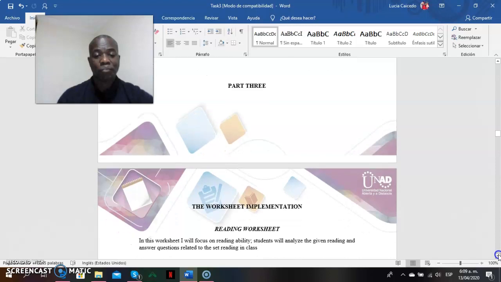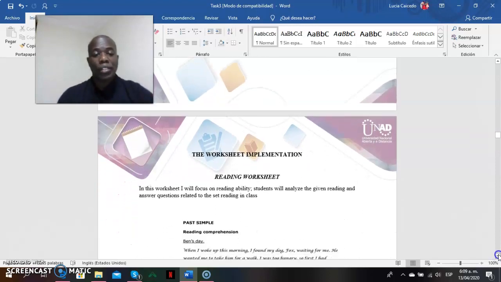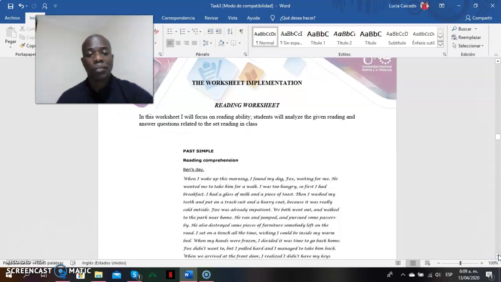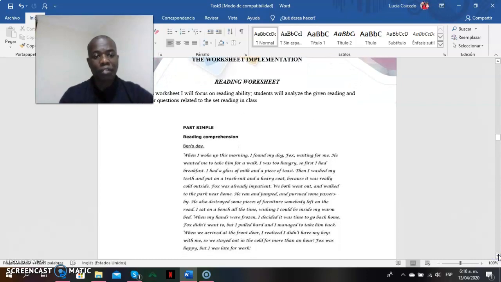Part 3. Okay, I'm going to show the worksheet implementation. This is the worksheet that I want to implement in this institution, a reading worksheet. In this worksheet, I will focus on reading ability. A student will analyze the given reading and answer questions related to the reading in class. This is for past simple reading comprehension.